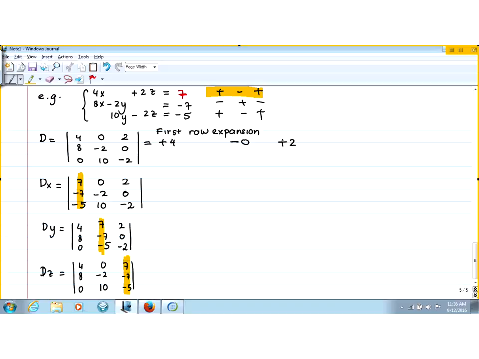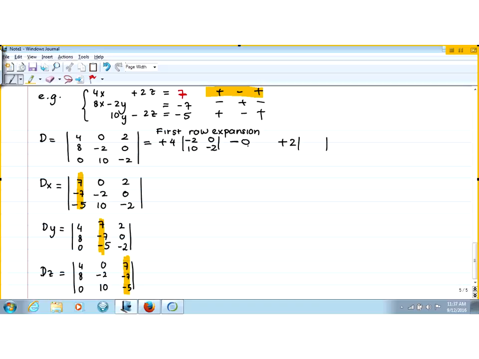0 multiplied by any number here will be 0 anyway. So this one, I could write down the minor, but for 0, I don't need to. It will be 0. So what's the minor of 4? Cross out, cross out. So what is it? Negative 2, 10, 0, negative 2. So I'm crossing out the first row, first column. So I only have negative 2, 10, 0, negative 2.